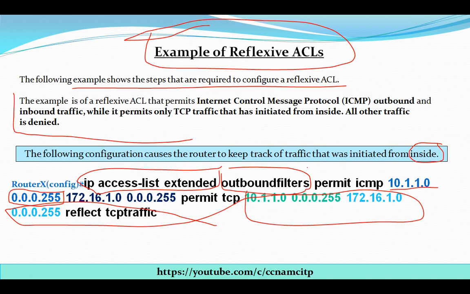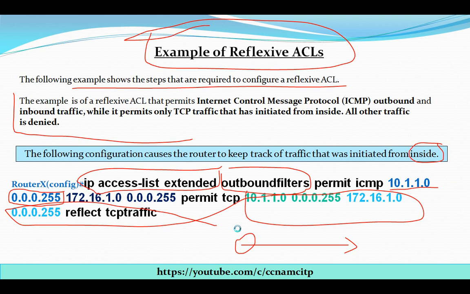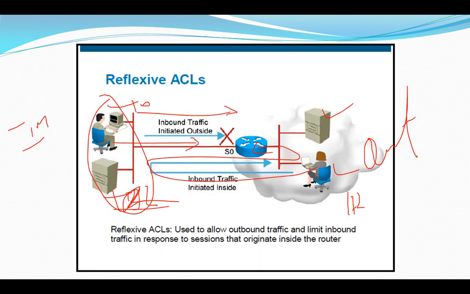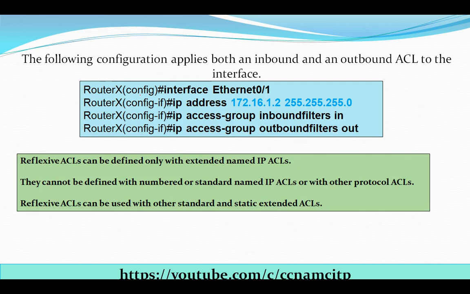In this one, the communication is happening from this side to this side. Now here, communication is happening from this side to this side. So we have changed the IP address here and evaluate TCP traffic. So this command will be configured and will be tracking that traffic. This is my X router. On this router, traffic will be entering from here. Still, we need to make some more configuration here.